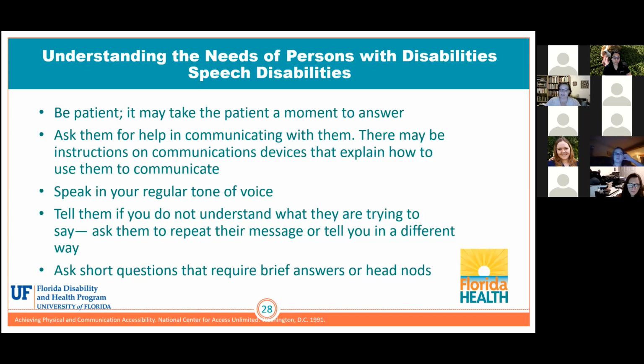Again, speak in your regular tone of voice. Nothing prevents them from understanding. Again, tell them if you don't understand what they're trying to say. Have them tell you a different way, repeat it, whatever you have to do to get that accurate information. And another thing to consider is to ask short questions that require brief answers or head nods. It reduces the burden on the person to answer, and it makes it a better experience both for you and for your client.